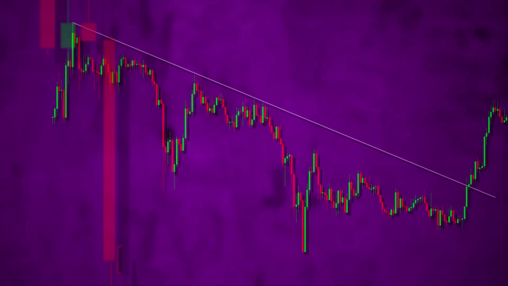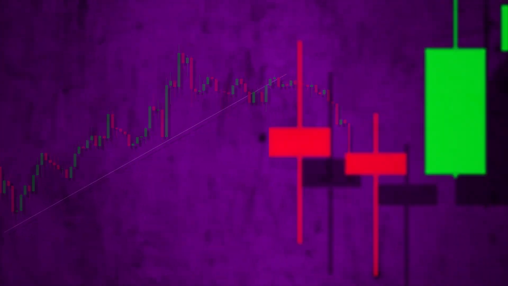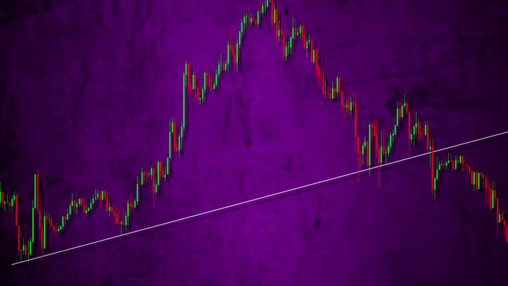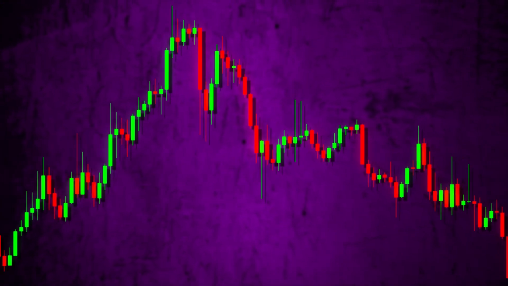Trend lines are probably the most common form of technical analysis in trading. They are probably one of the most underutilized ones as well. If drawn correctly, they can be as accurate as any other method.